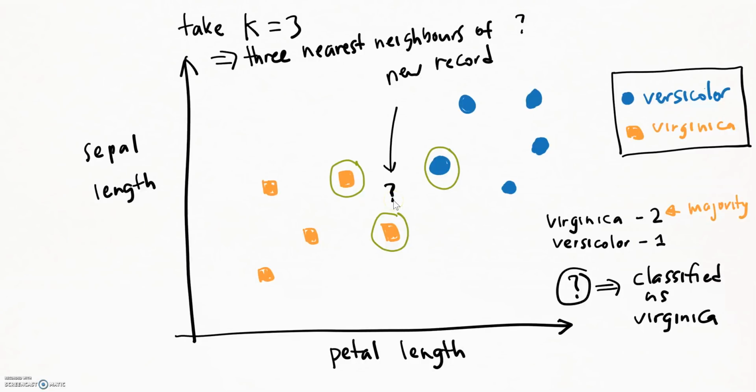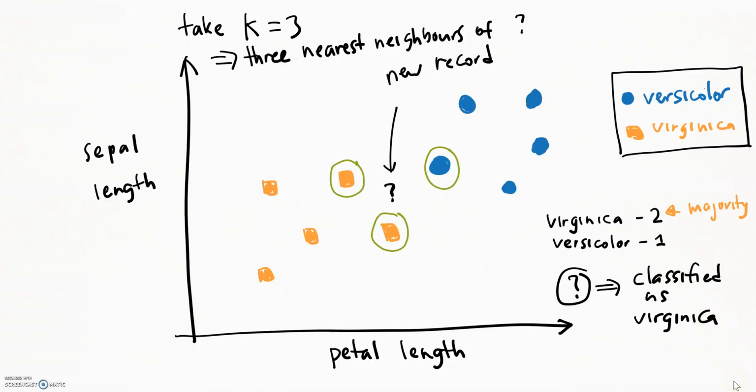We ended the previous recording by showing you how this new record was classified using the k-nearest neighbors algorithm. In particular, we chose the value of 3, which means we consider the 3 nearest neighbors of this new record, and its classification was decided by majority voting, since there are 2 Virginica and 1 versicolor, so the majority is the Virginica type, and so this new record is classified as Virginica.